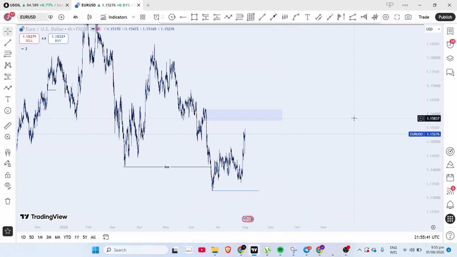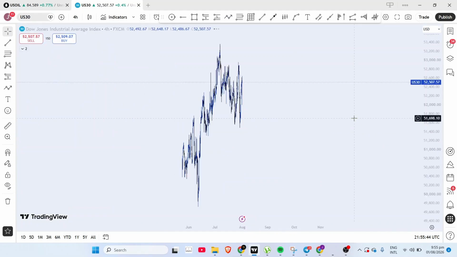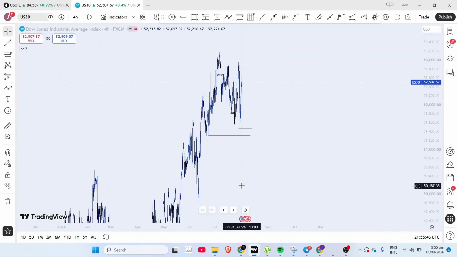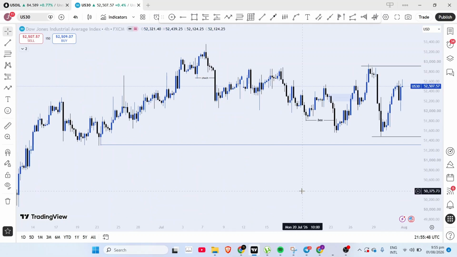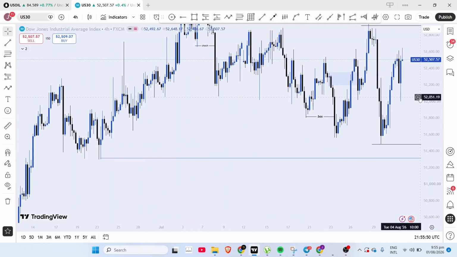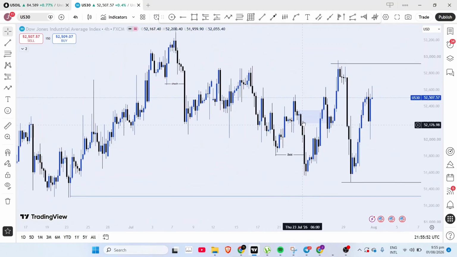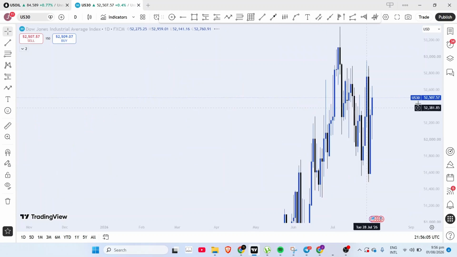So I think this is the last pair we will analyze, which is US30. So US30 also disrespected our zone. We were looking for price to react from here, but US30 actually had different plans. So let me delete this. Since price does not want to react, let me delete this. Another one, the daily time frame.